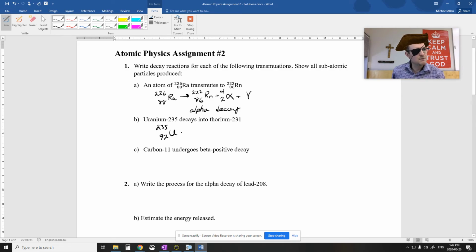Okay. Uranium 235. So uranium is 92. You can just find that on the periodic table. Into thorium, which is 90, 231. So again, I've lost an alpha particle.